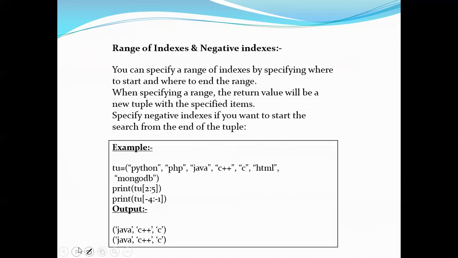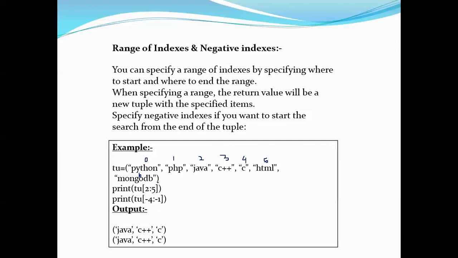Coming to the range with the slice operation. We know that colon is a slicing operator in Python, and it is used to group the required data items from a data structure. How is it used? Let me have the indexing: Python is 0, PHP 1, Java 2, C++ 3, C 4, HTML 5, and I have MongoDB at 6. So the length of this tuple is 7. My positive index starts from 0 and ends at n-1, that is 6.